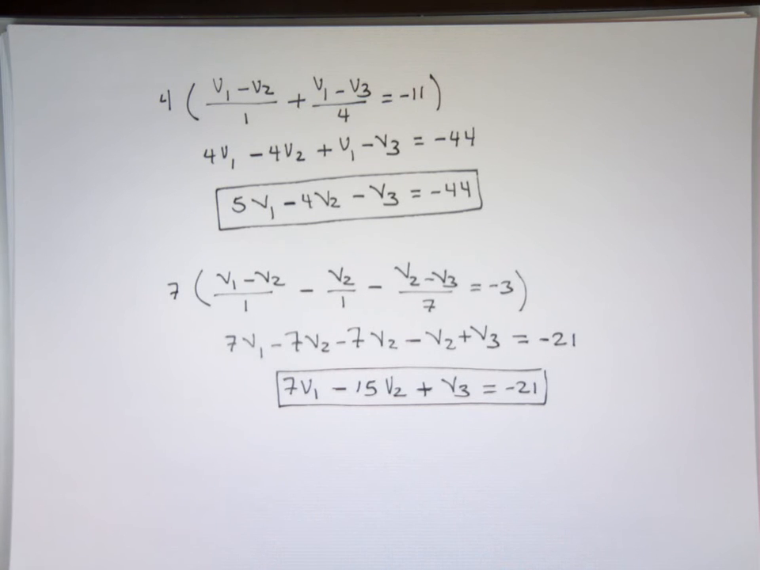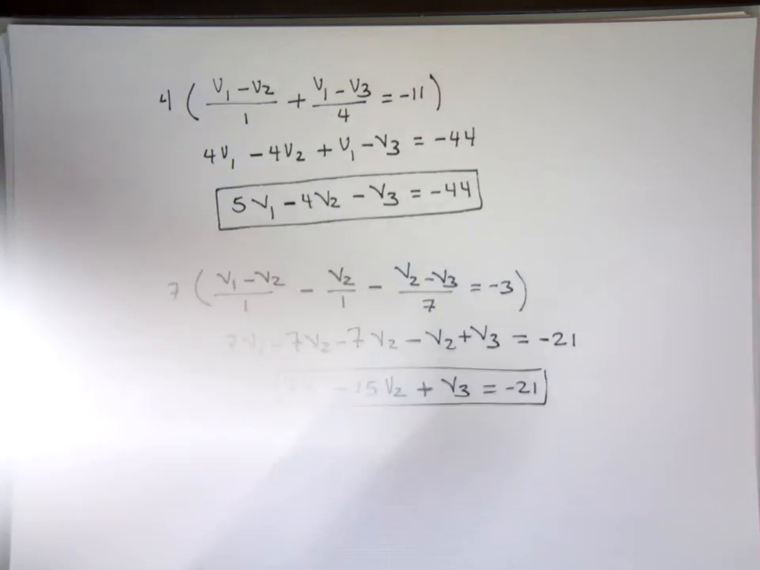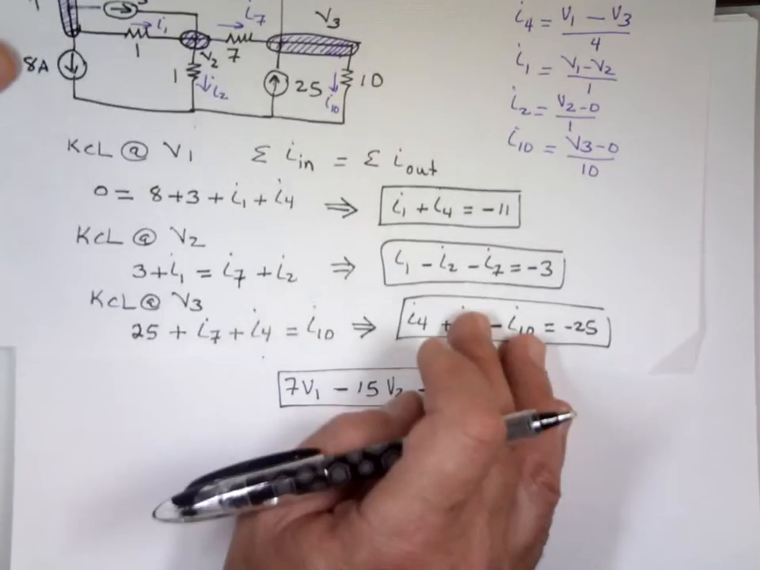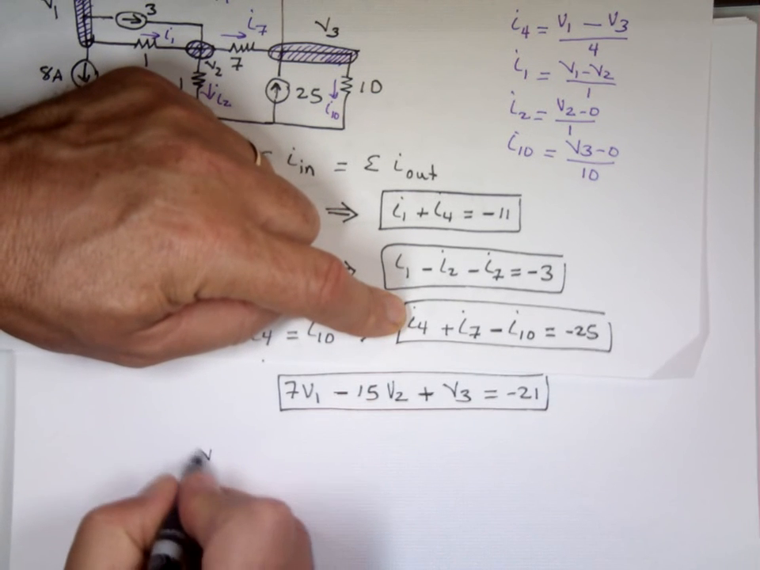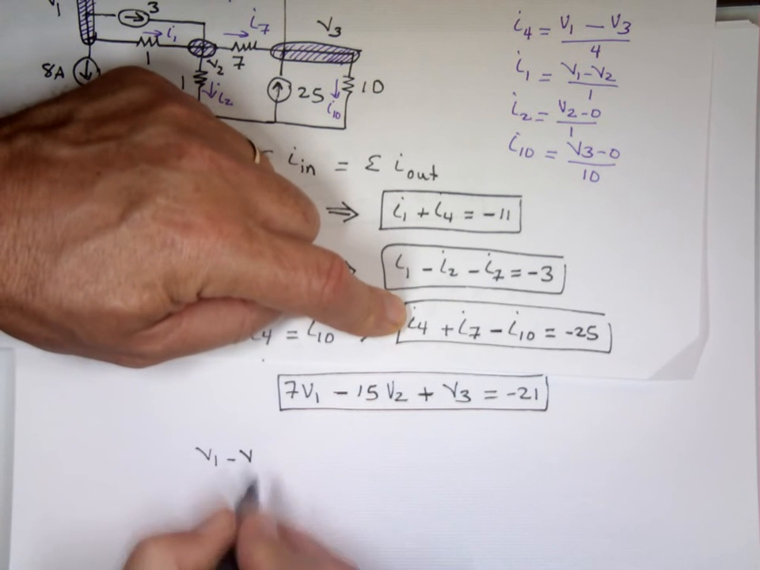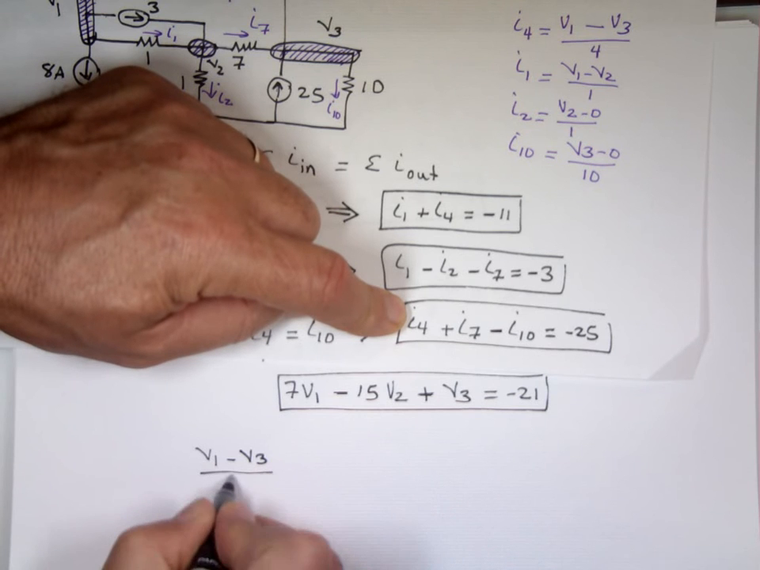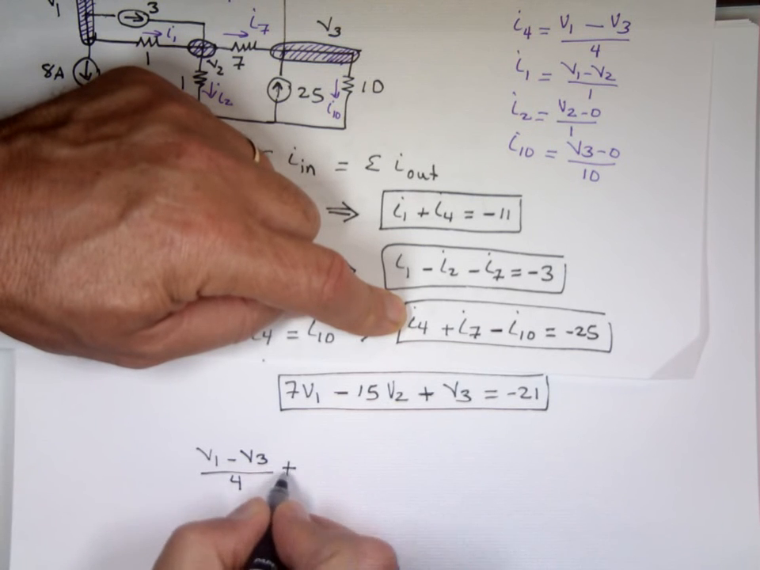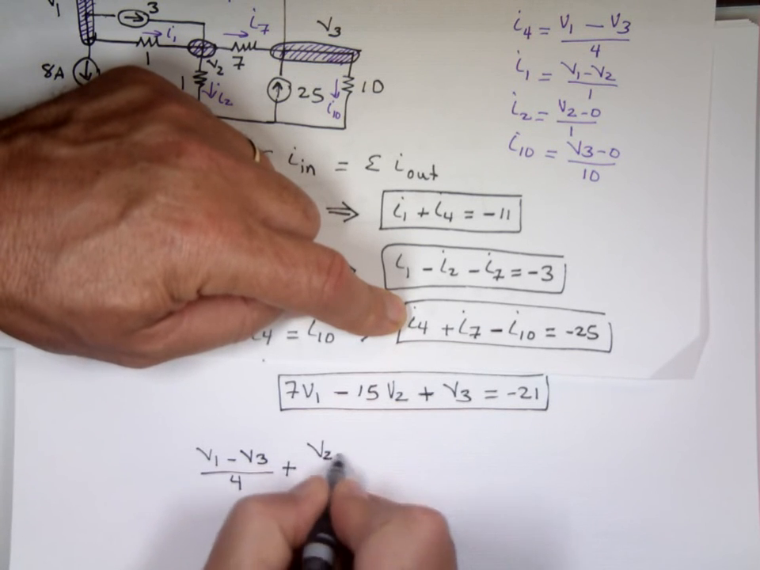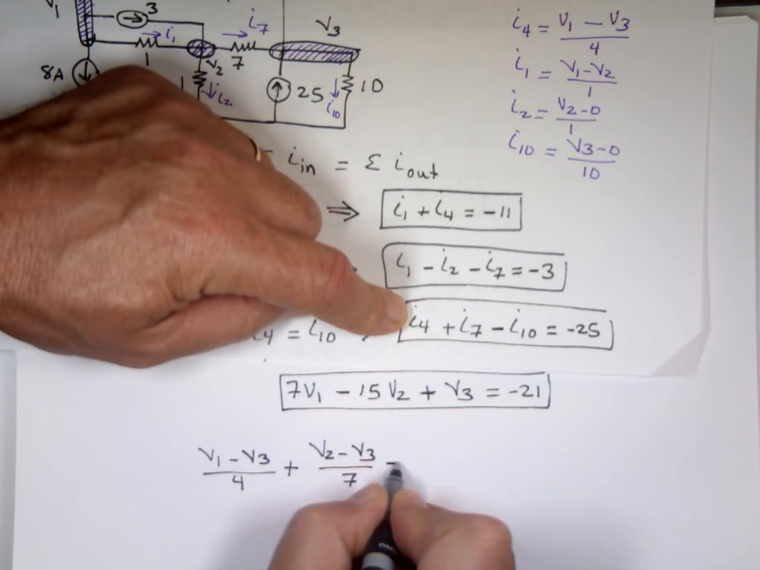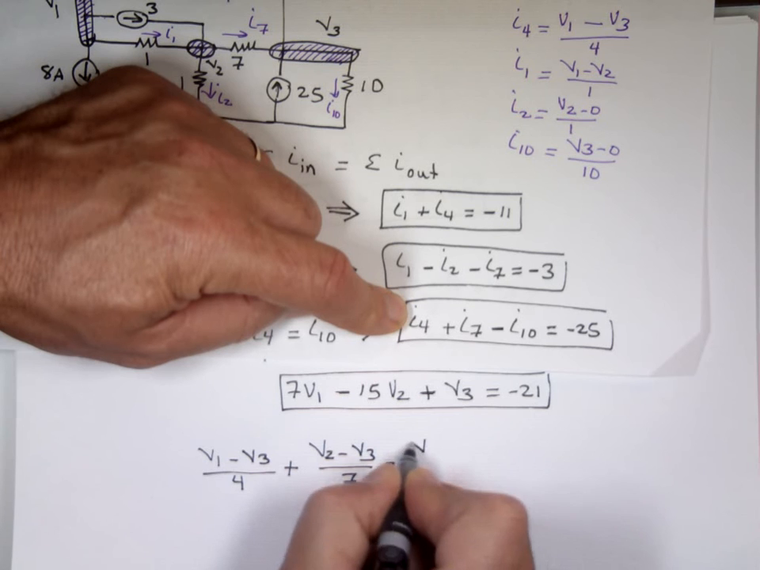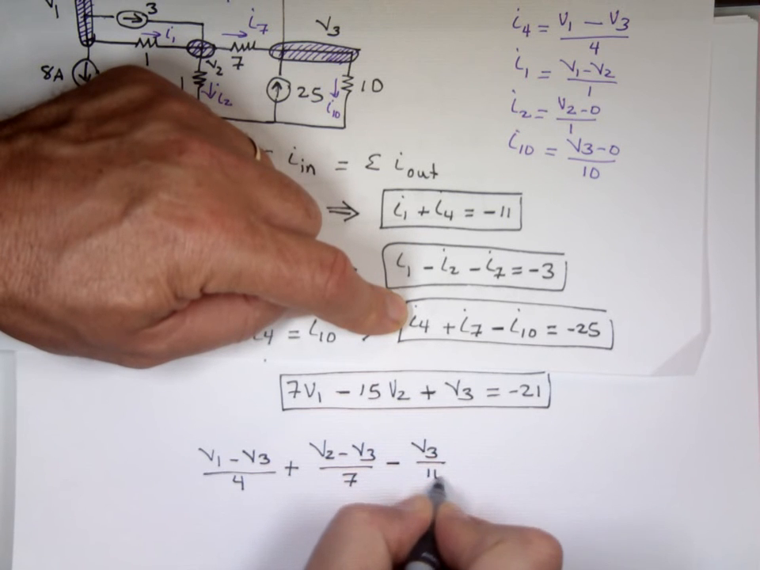And the last equation is this one. I sub 4 plus I sub 7. I sub 4 is V1 minus V3 over 4. I sub 7, V2 minus V3 over 7, minus I sub 10, V3 over 10, equals negative 25.